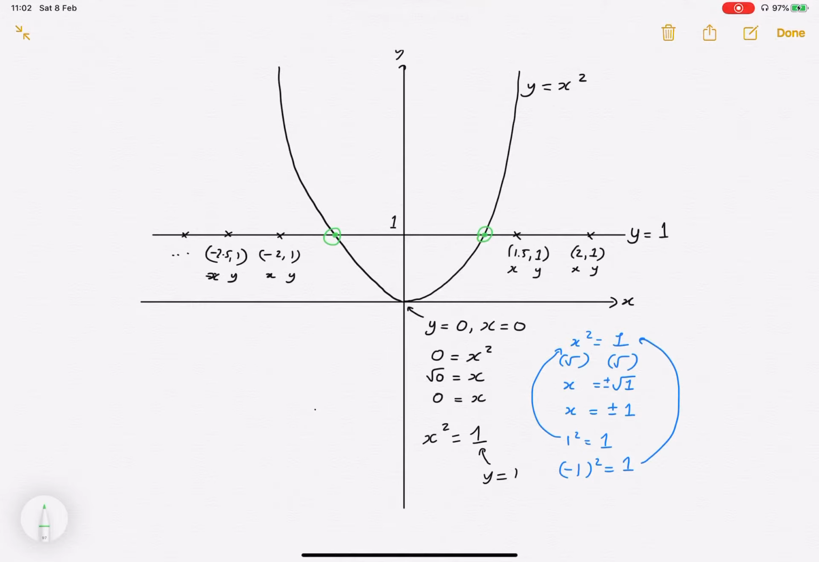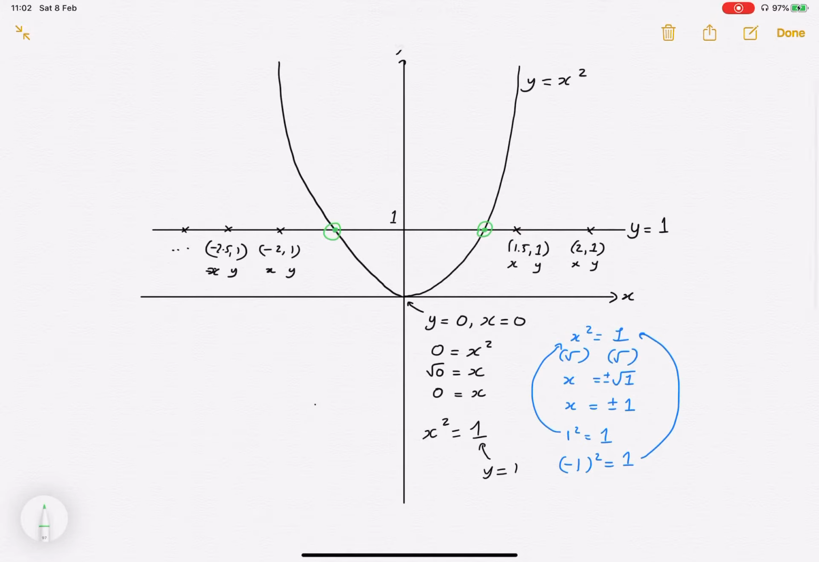So if we want to find out what x is, we look at the coordinates at that point. We can just drop a line down to there and find that it should be negative 1 there, and that one should be 1 there. So essentially we've used the graph y equals x squared to solve the equation x squared equals 1.